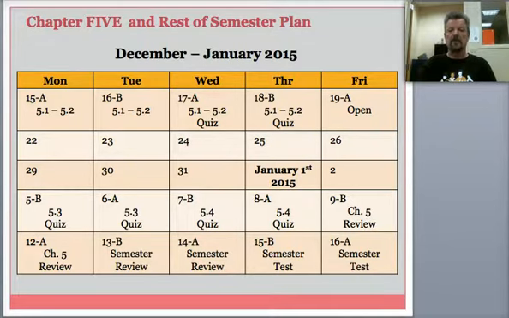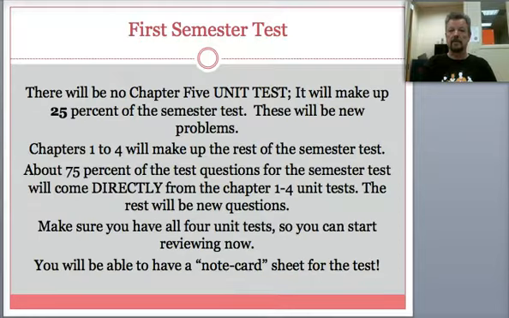practice problems. On the 9th and 12th, we'll review chapter 5. On the 13th and 14th, we'll review the semester. On the 15th and 16th, we'll take the semester test.